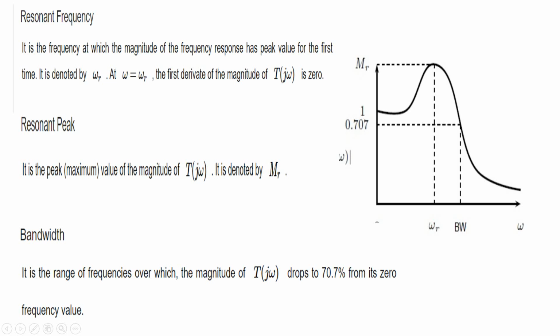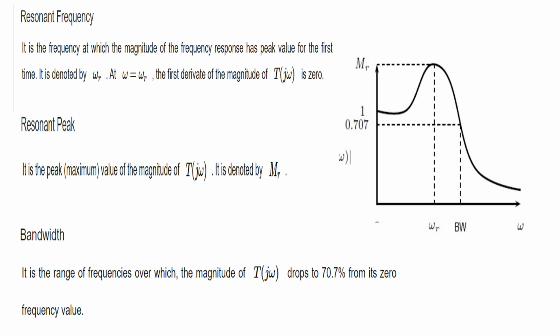If we go beyond the resonant frequency, then we have decreasing amplitude with increasing angular frequency omega. And for the particular value of 70.7% of the zero frequency value, we have what is called the bandwidth. So these are some characteristics of the frequency response.